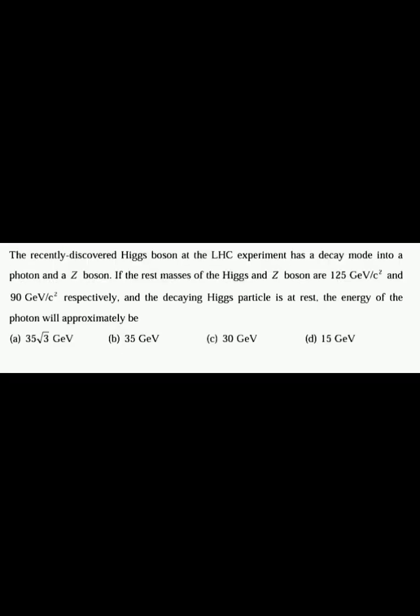The next question is: the recently discovered Higgs boson at the LHC experiment has a decay mode into a photon and a Z boson. If the rest masses of the Higgs and Z boson are 125 GeV/c² and 90 GeV/c² respectively, and the decaying Higgs particle is at rest, the energy of the photon will approximately be dash.